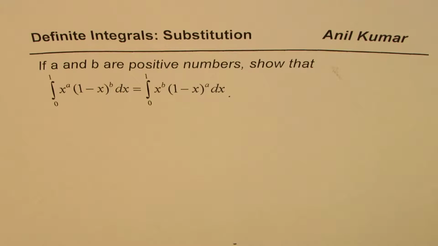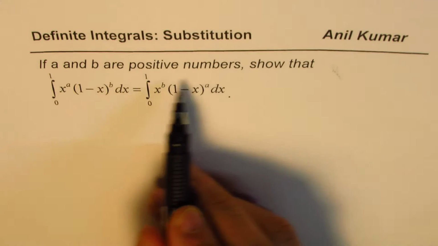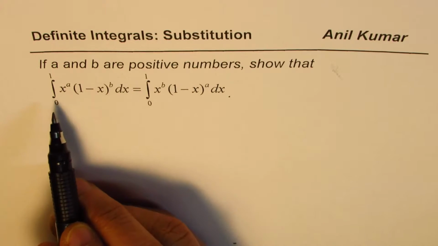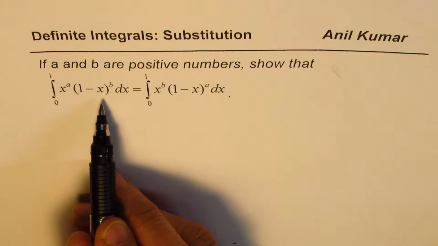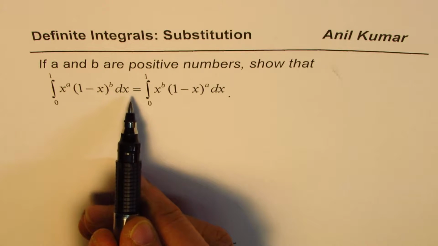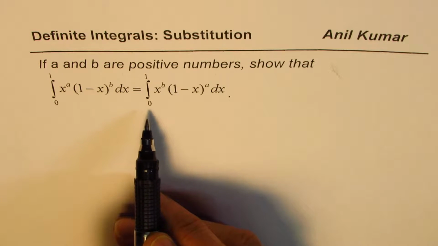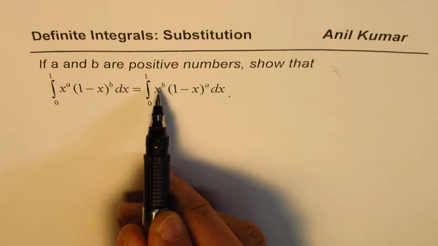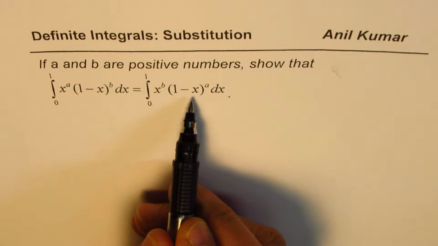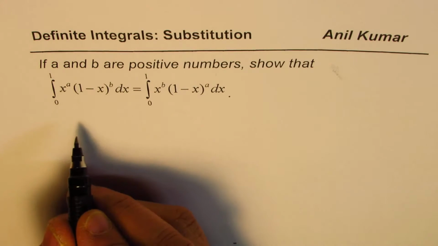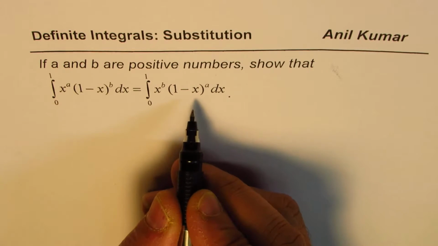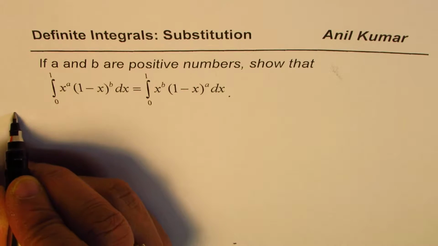The question here is, if a and b are positive numbers, show that integral from 0 to 1 of x to the power of a times 1 minus x to the power of b dx is equal to integral from 0 to 1 of x to the power of b times 1 minus x to the power of a dx. So we can actually start with the left side and then prove the right side. So let me rewrite the left hand side.